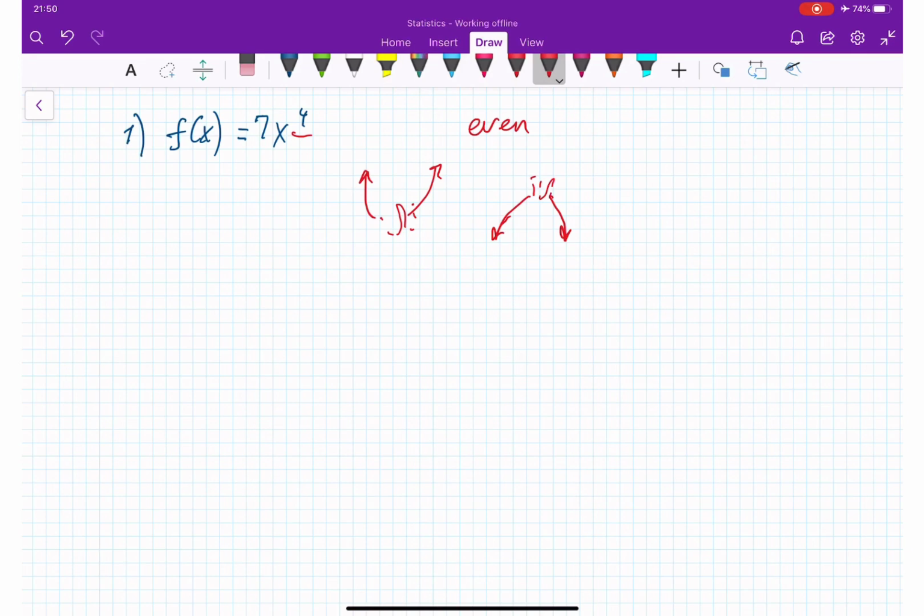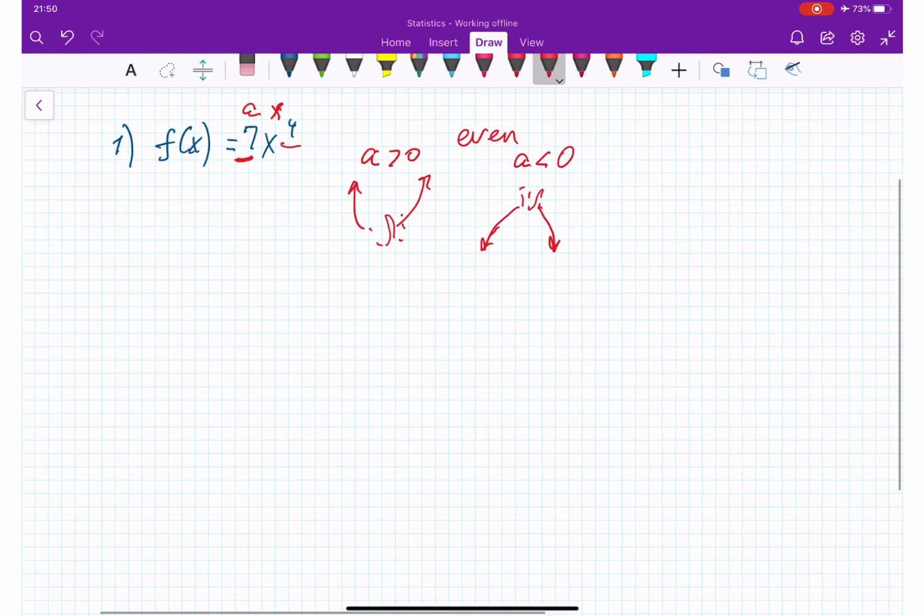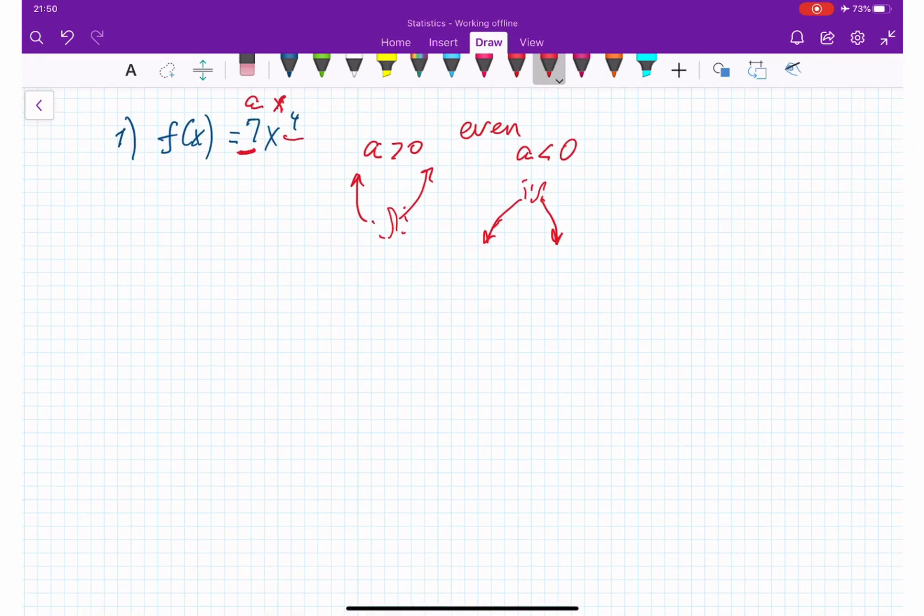So for the leading coefficient, this is our A and this is our X. If our A, the leading coefficient, is positive, greater than 0, then both ends are going up. If our leading coefficient A is less than 0, then both ends are going down. Since I already started, let me continue.